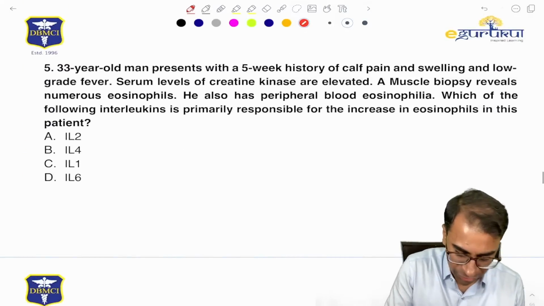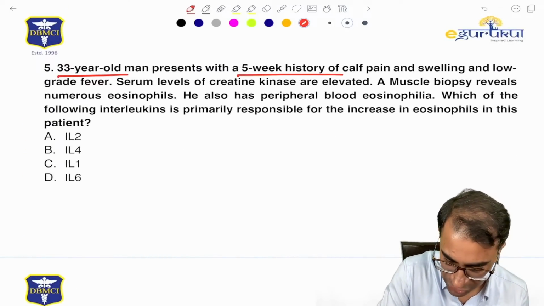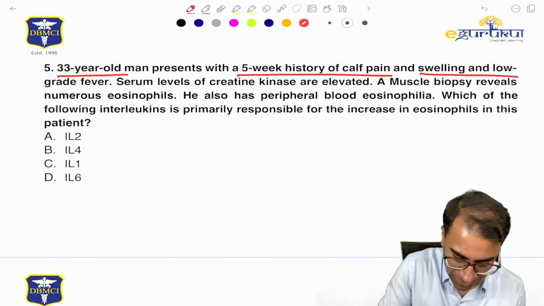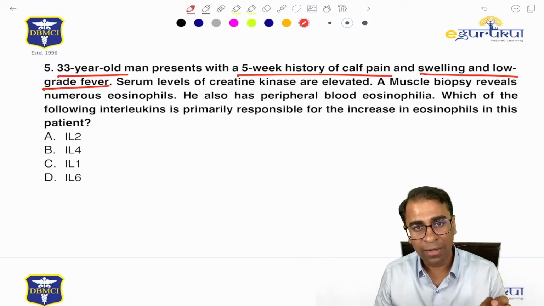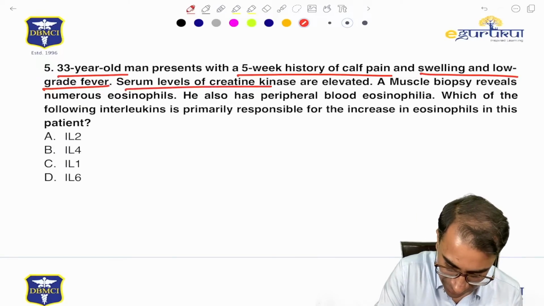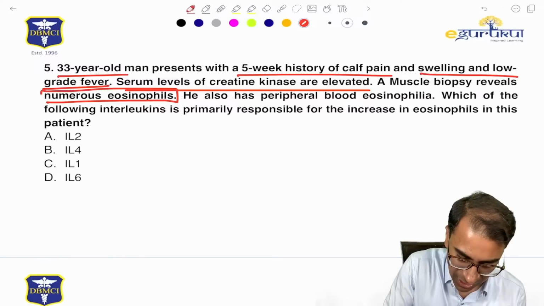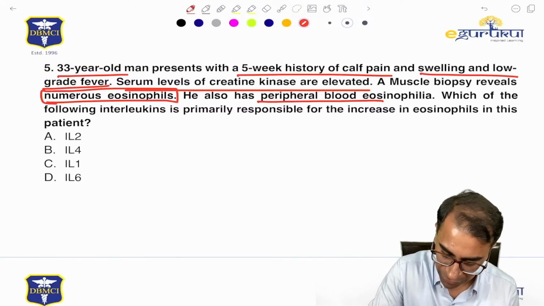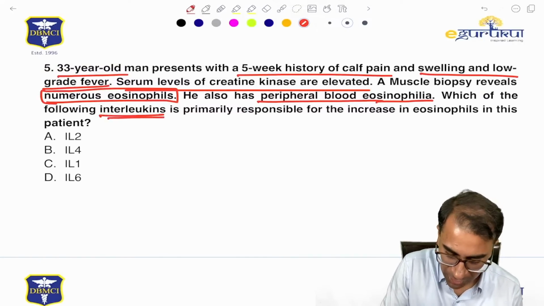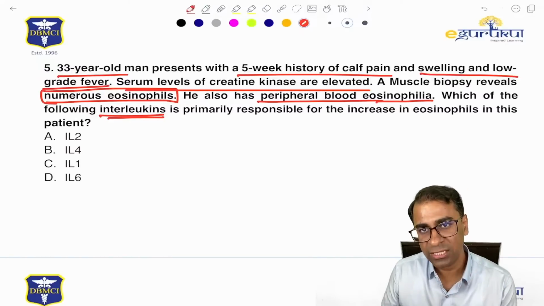Okay. A 33-year-old patient presents with 5-week history of calf pain, swelling with low-grade fever. Serum levels of CK is elevated. Okay. Muscle biopsy reveals numerous eosinophils. कहाँ जा रहा है ये बताओ? Peripheral blood eosinophilia is seen. The following interleukin is responsible for this. This question is about eosinophilia.